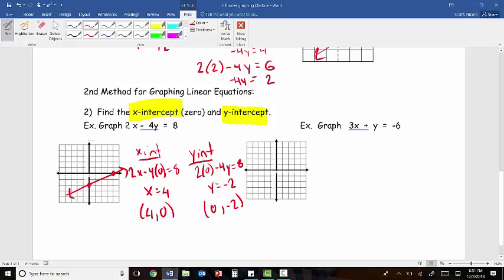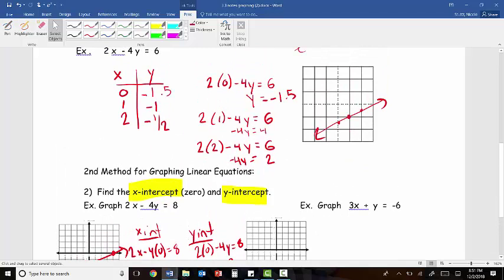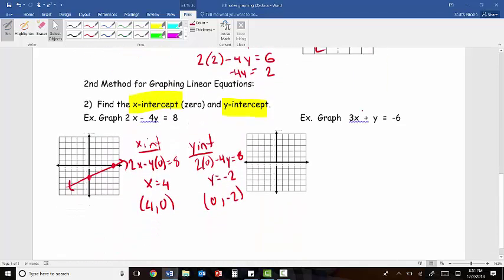So usually when I see a line that's written kind of in this form, I usually just graph the intercepts really quick. Sometimes you can do them completely mentally, and it's just a little bit quicker than making this table and solving all these equations. So we'll try it one more time.